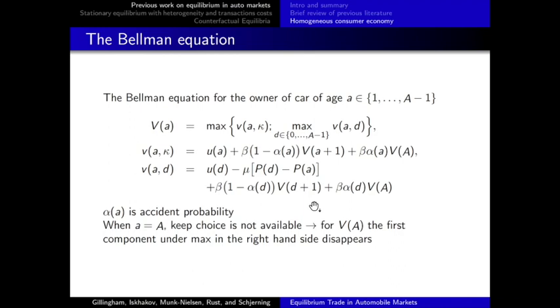One thing that's worth noting here is when A is equal to the scrap age, or the last legal age of a car, the keeping choice is no longer available. You cannot keep the clunker. You can't choose to keep this. This is not feasible. So in this case, you get the value of the last component, and the right hand side simply disappears.